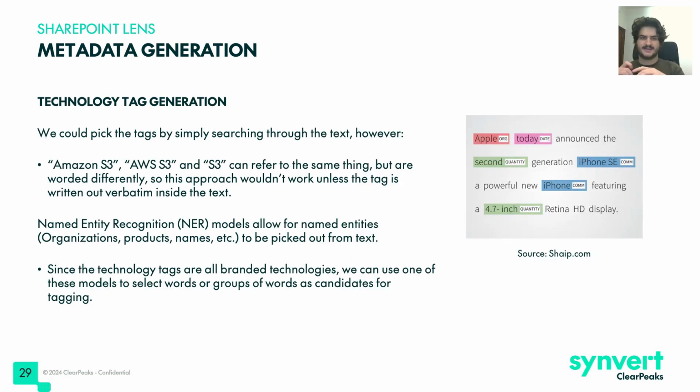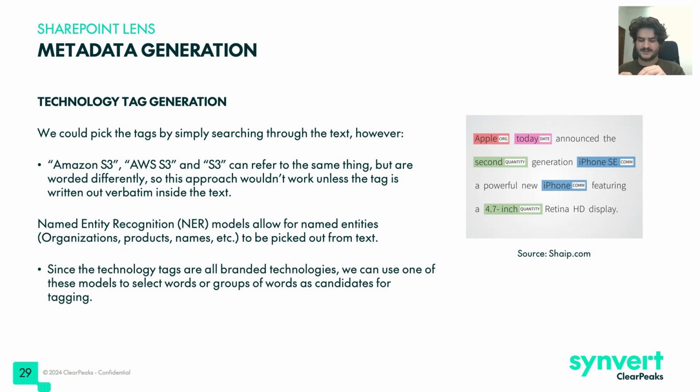Instead, we have to analyze the text of the document. The first thing we do is, obviously, if the tag is present in the document, it gets listed as a tag. So if you talk about Oracle something in the document, it's going to pick out the tag and associate it.